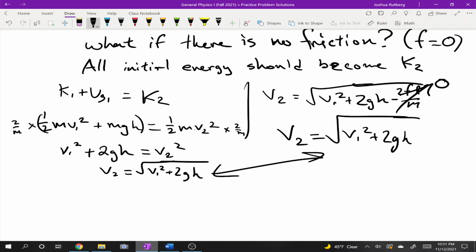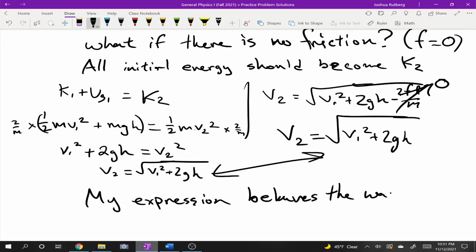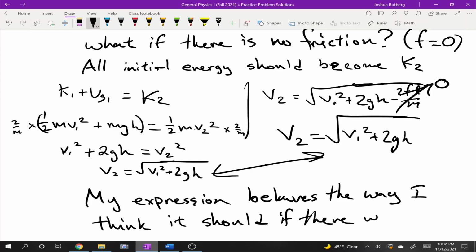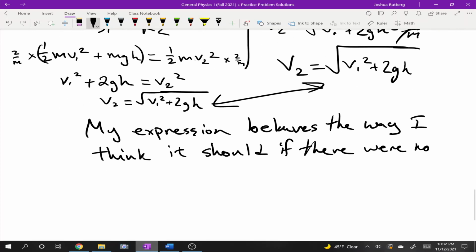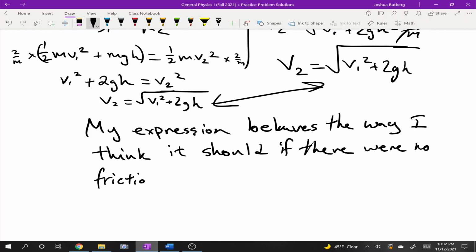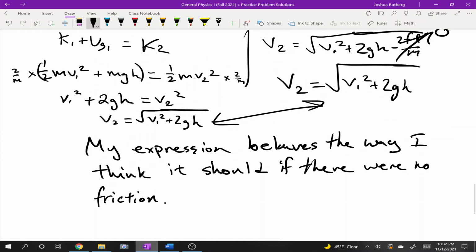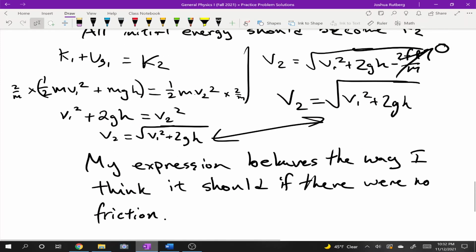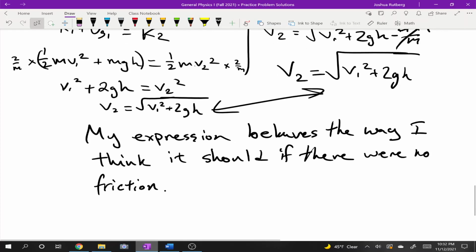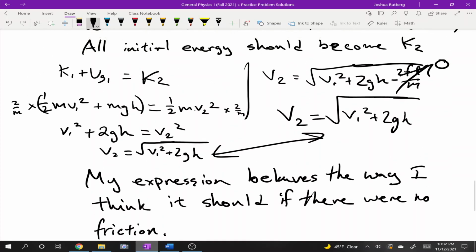Notice that those agree with each other. So my expression behaves the way I think it should if there were no friction. So that's one limiting case that I can use. And there are others I could look at.